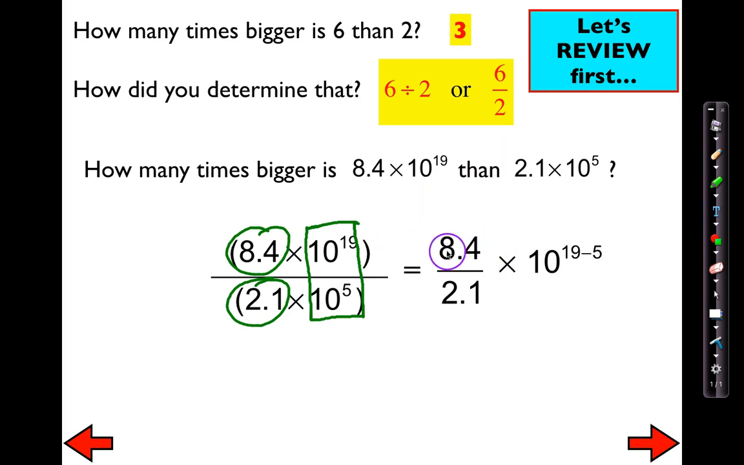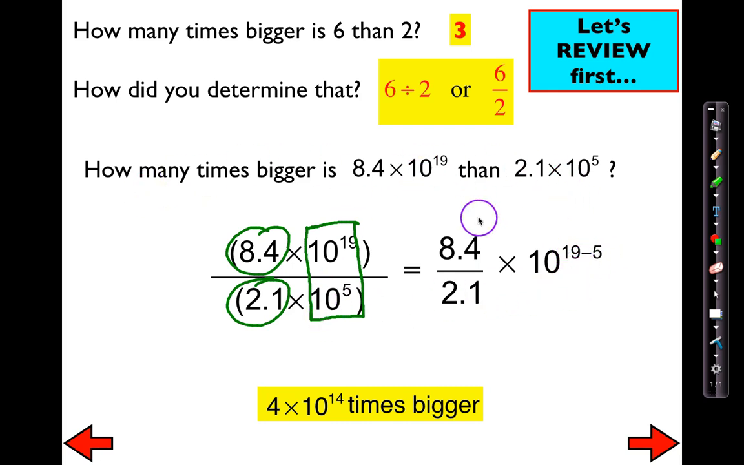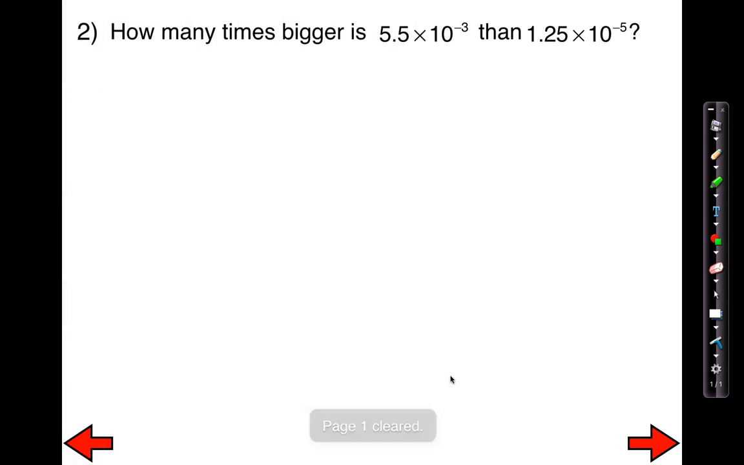So now you're just going to have to divide 8.4 by 2.1, and that's going to give you 4 times 10 to the 14th, because 19 minus 5 is 14. So how many times bigger is this than this? I would say 4 times 10 to the 14th times bigger. So the point of this part is, if they're asking you to compare how many times one number is compared to the other, you're going to have to do technically the inverse of multiplication, which would be division.